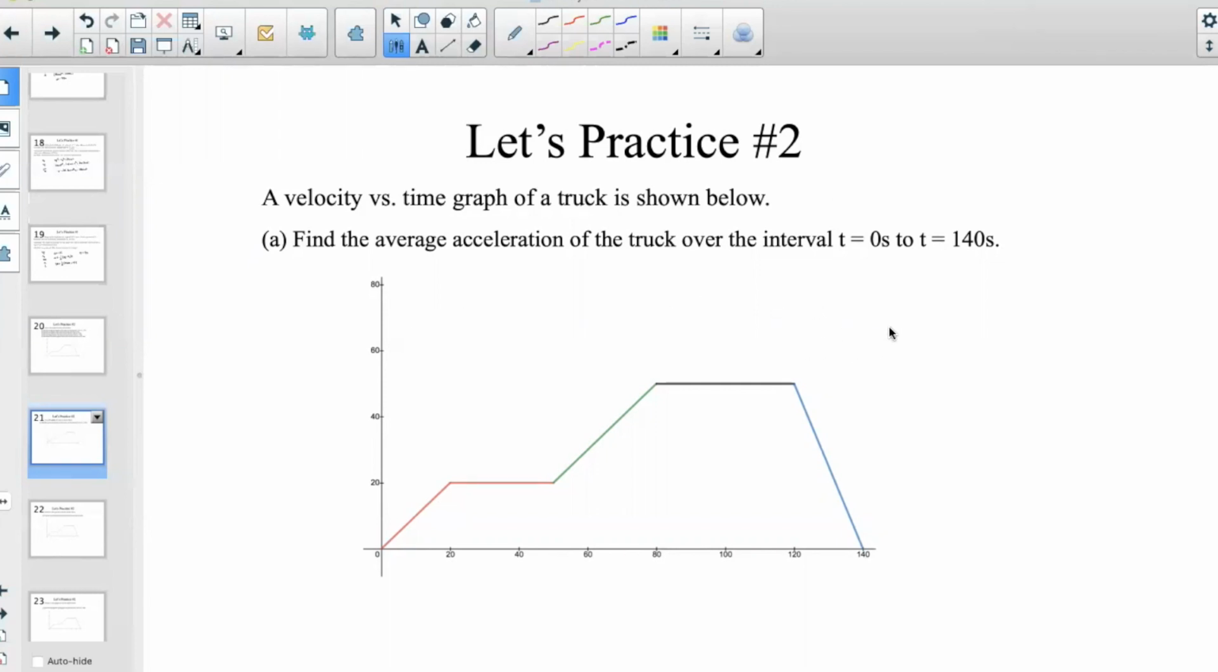And since we remember that acceleration equals the change in velocity over the change in time, we can see that the initial velocity is 0, the final velocity is 0, and so the change in velocity, delta v, is also 0. And since delta v is 0, the average acceleration is also going to be 0. Sort of a trick question.